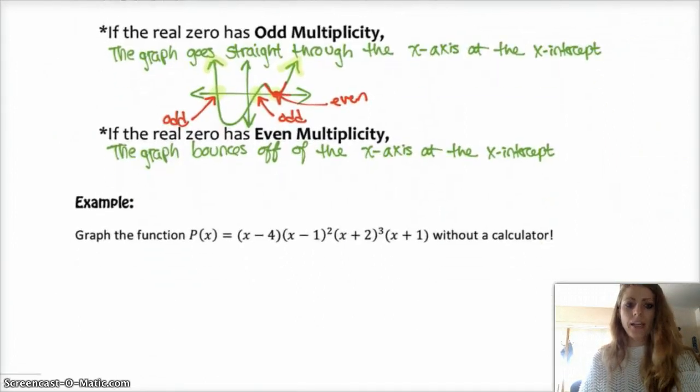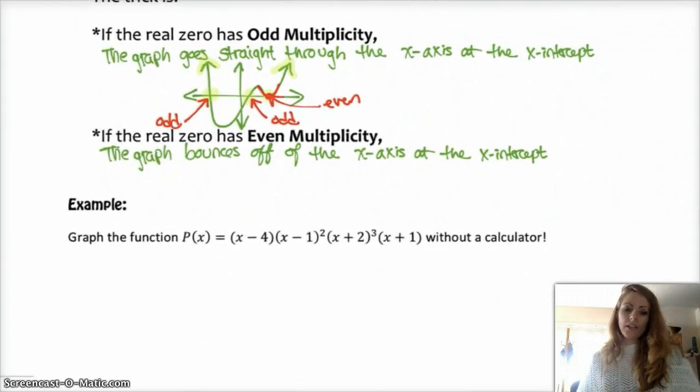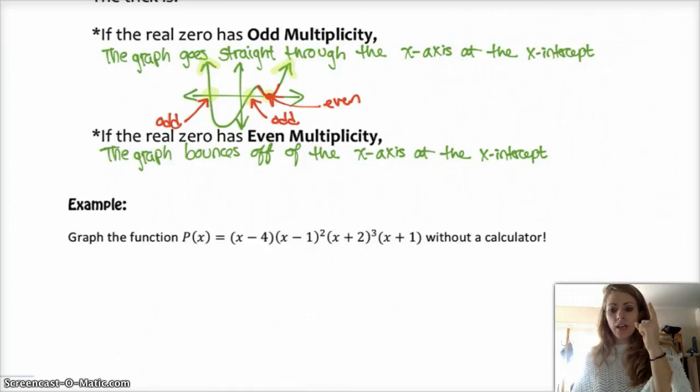So, example, we're going to just graph this function, p of x, without a calculator. So put your calculators away. We're going to graph it. A lot of it's going to be a sketch, right? You are not going to know exactly what the maximums and minimums are. You're not going to know exact points, but if you have the y-intercept, all of the x-intercepts, however many there are, and the end behavior, you have a lot of information.